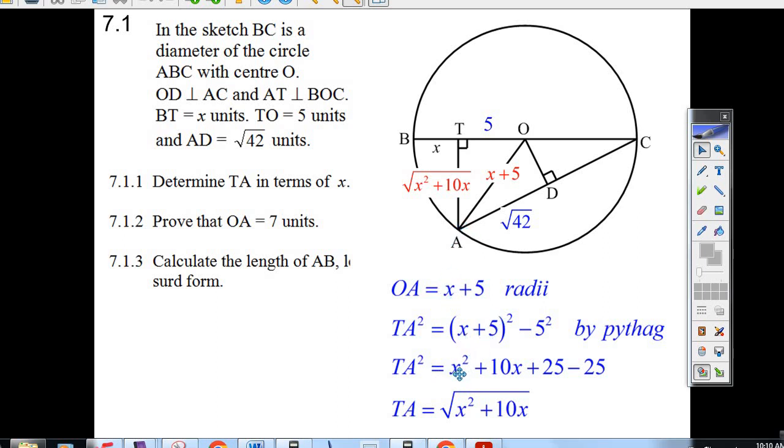X plus 5 squared is X squared plus 10X plus 25. TO is 5, so you subtract it. 25 minus 25, it leaves you with X squared plus 10X. That's what TA squared is by Pythagoras. Well, if you square root both sides, you'll get TA in terms of X.